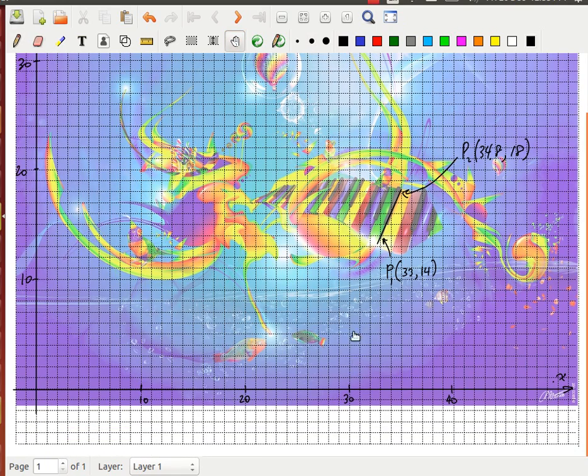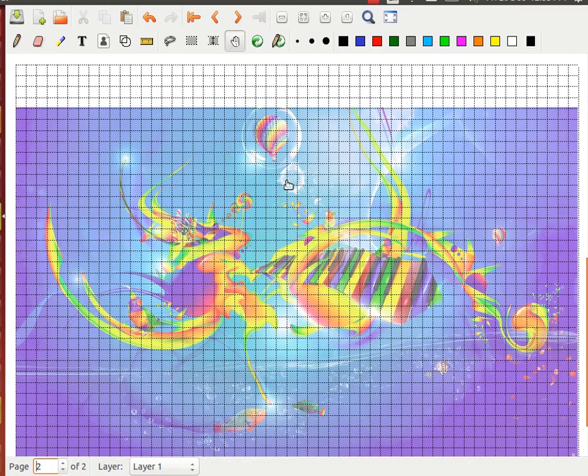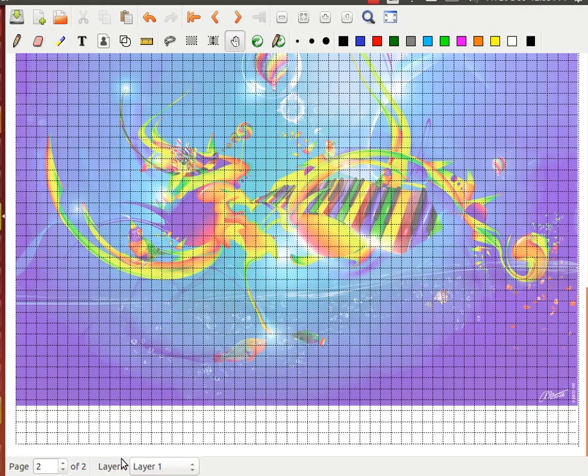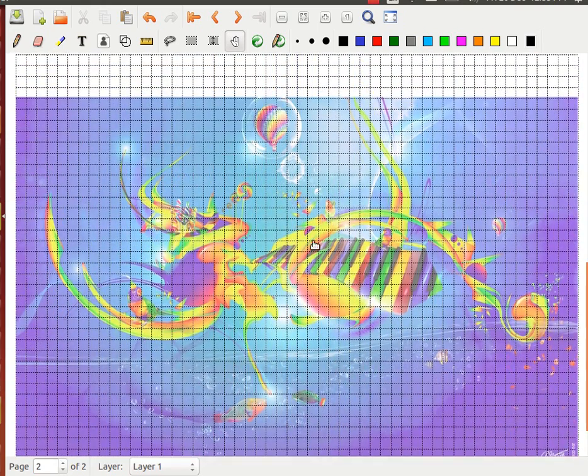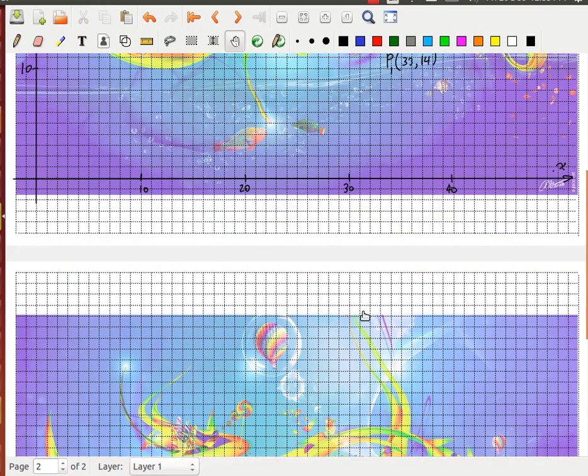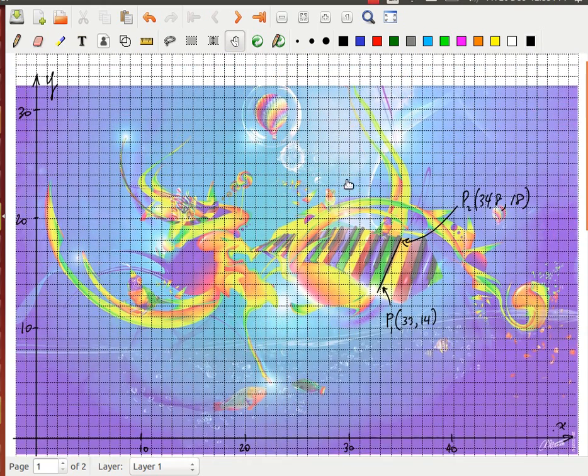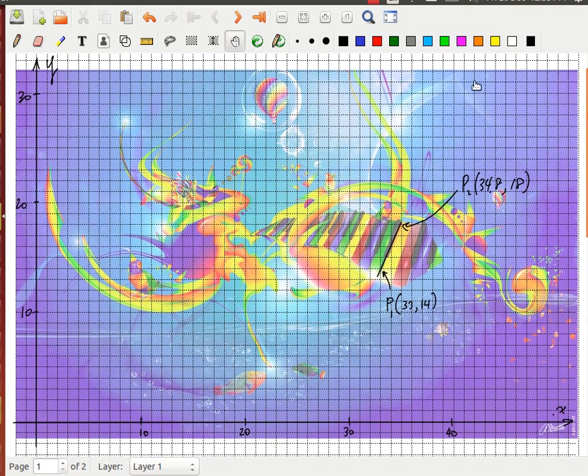So if I move on to another page, oh, it made a copy of the graphic. That's not exactly what I wanted to have happen. Okay, so in that case, I'll just do my work right here, and I'll just overlay it. The black ink appears to be showing up reasonably well.